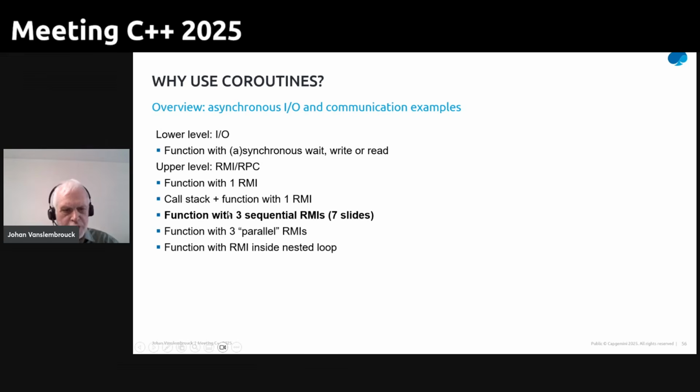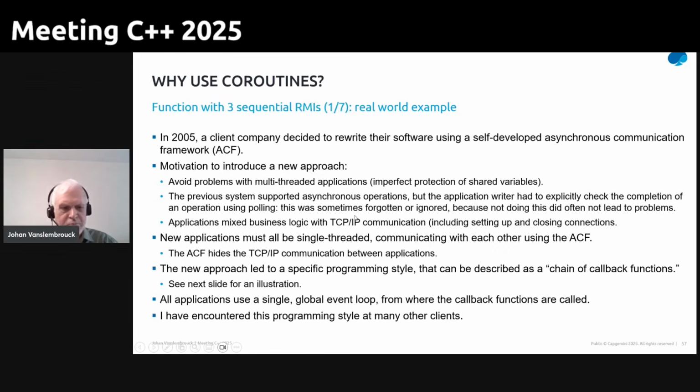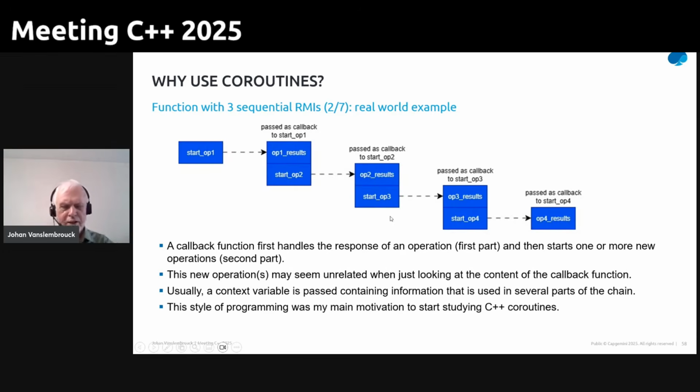Now, a function with three sequential RMIs, it's something we've seen before because that was the one that I illustrated on slides 2 and 3. So it was a client who said, we're going to rewrite all our applications. We're going to use only asynchronous communication all the way, nothing blocking, and applications have to be single threaded. And then they had a style that looked like this.